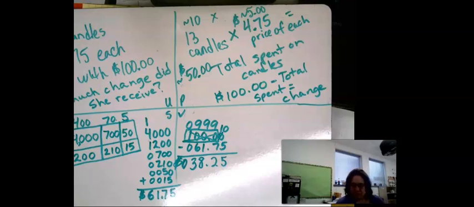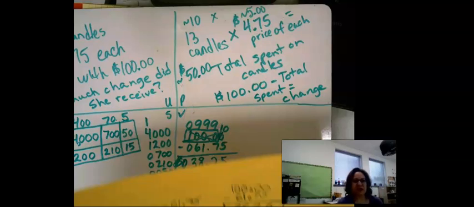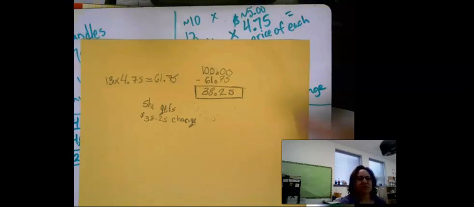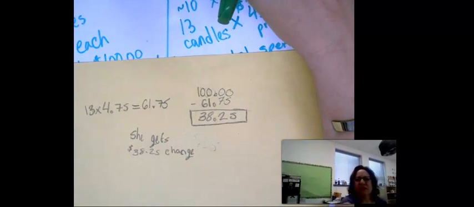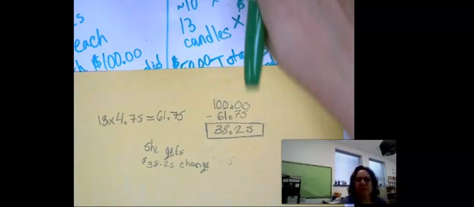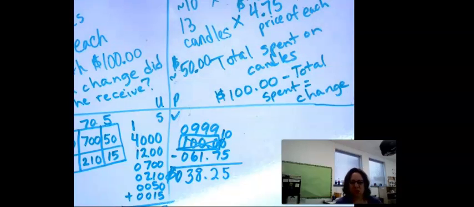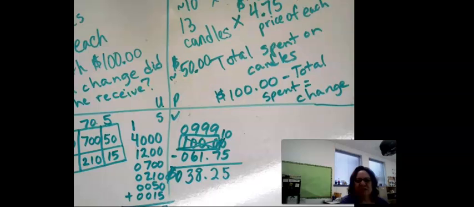So let's see. Oh, good. We got the same answer. Look here. That's the same thing that she got. Great question. Great work, everybody. So she received $38.25 in change from her $100 bill.